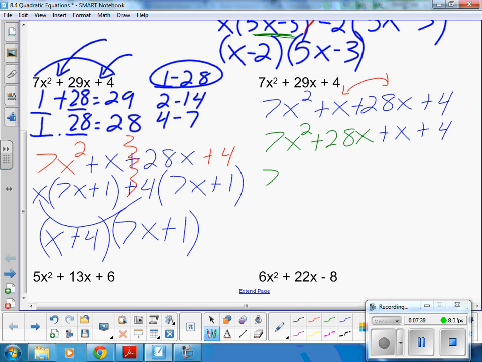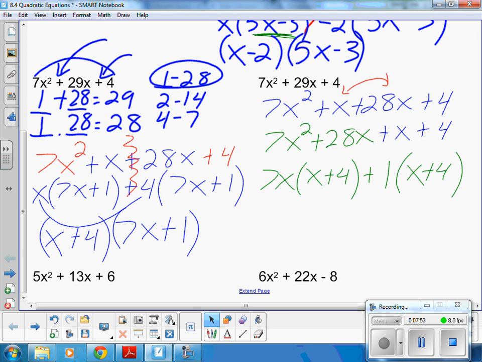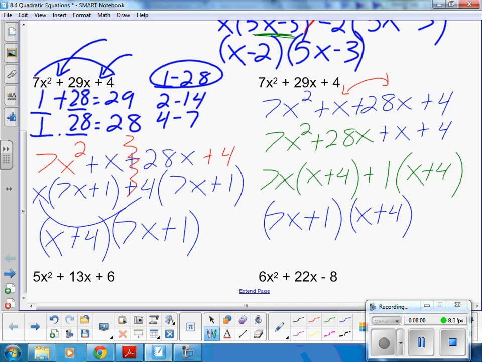This would then be 7x, and this would be x plus 4. This would be 1 factored out, and you get x plus 4. And notice when we write it all back together, we get 7x plus 1 and x plus 4. It's the same as over here. So your two middle terms, the whole point of me doing this is to show that it doesn't matter the order. Doesn't matter the order, it should work out.